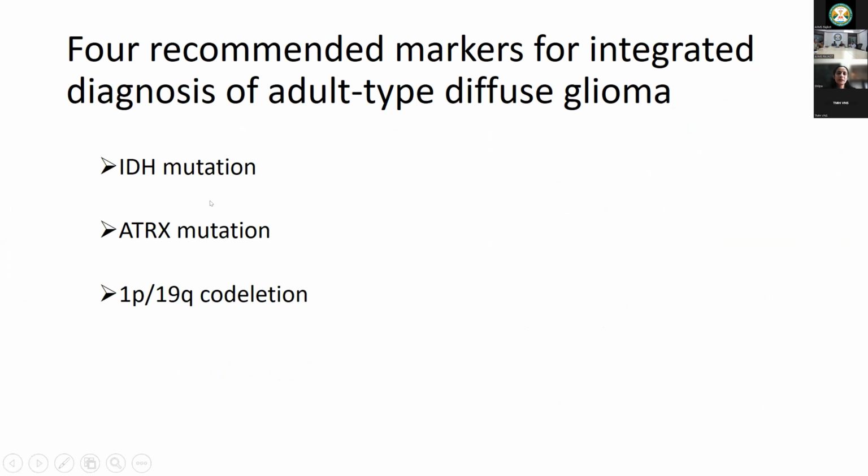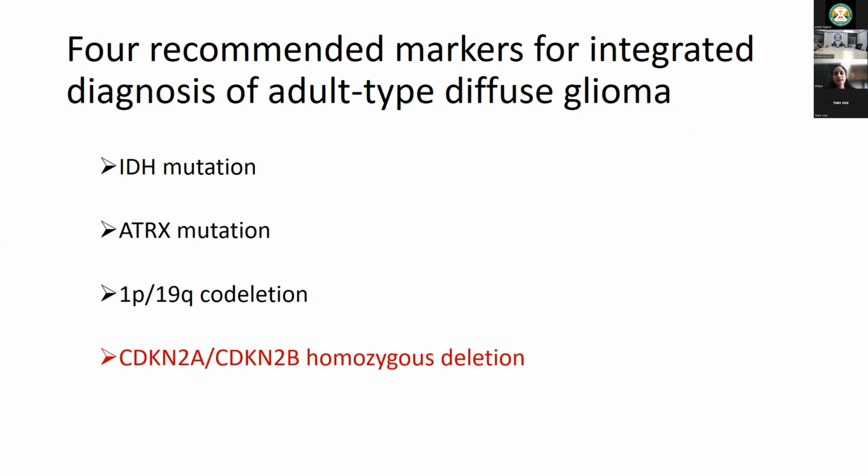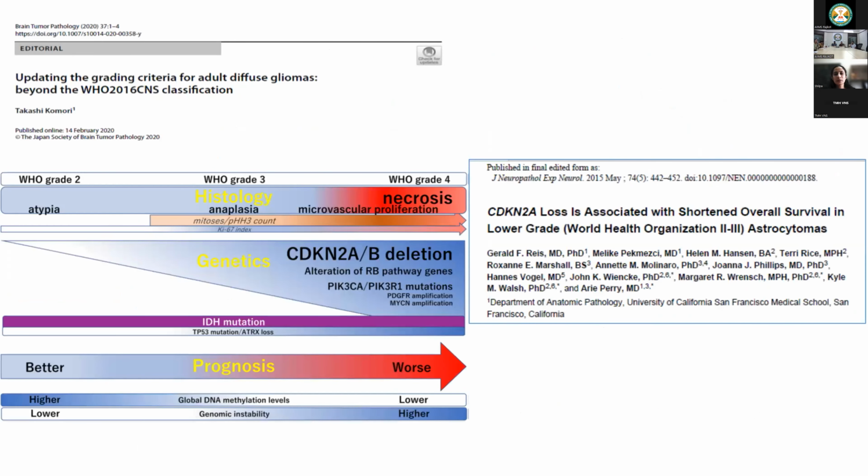These three recommended markers were already there in the 2016 classification. So what has got added in the 2021 classification is CDKN2A/B homozygous deletion for grading of astrocytoma IDH mutant. Why did this come into the picture? Because studies showed that those astrocytomas IDH mutant which had CDKN2A/B homozygous deletion behaved worse even if there was no microvascular proliferation or necrosis.